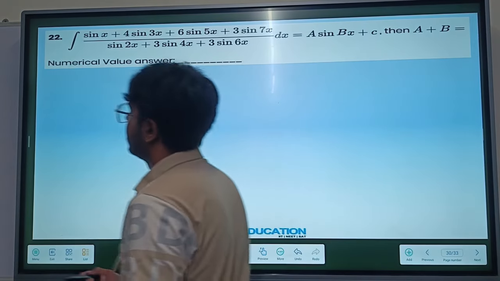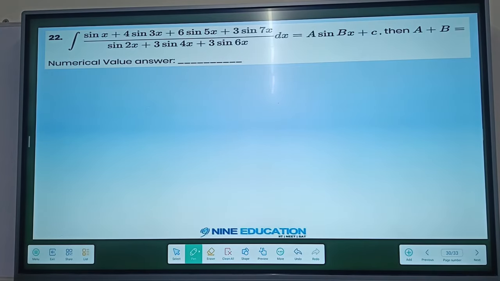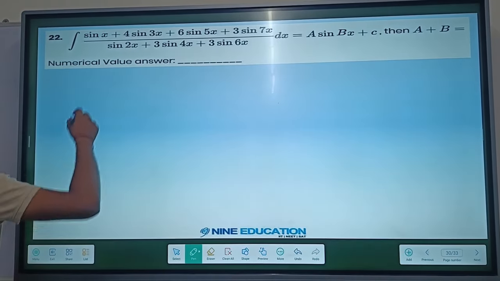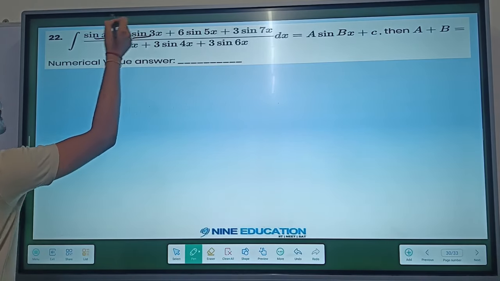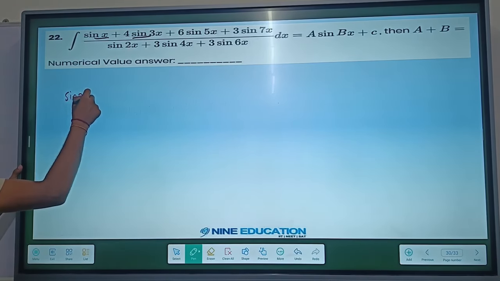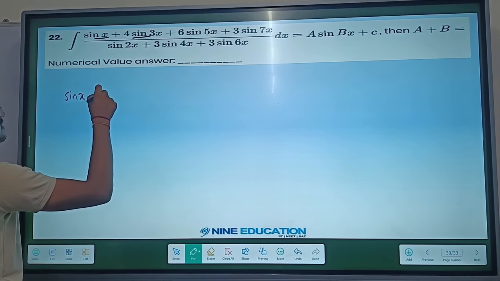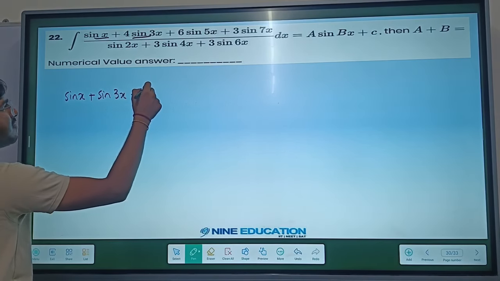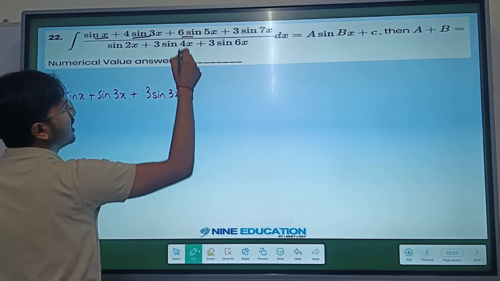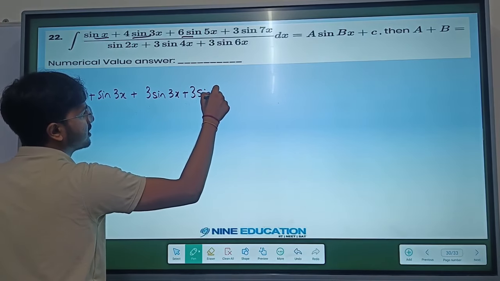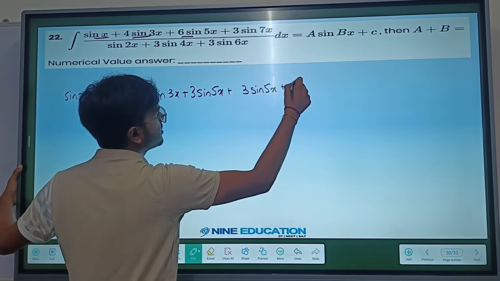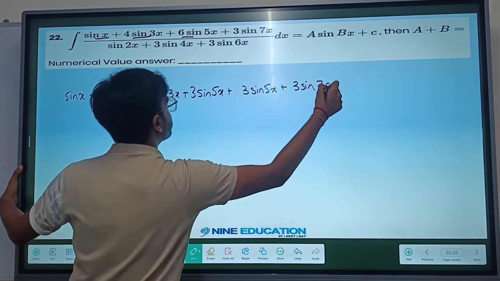Next, a question on indefinite integration. Although this question looks complicated, we can solve it easily. How? I'm talking about the numerator first. We have sin x plus sin 3x. I'll take 1 sin 3x, so what gets left? 3 sin 3x. For this I'll take 3 sin 5x from over here, so what gets left? 3 sin 5x. So 3 sin 5x plus 3 sin 7x.